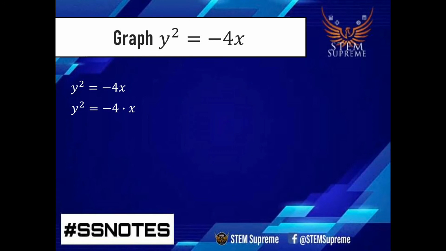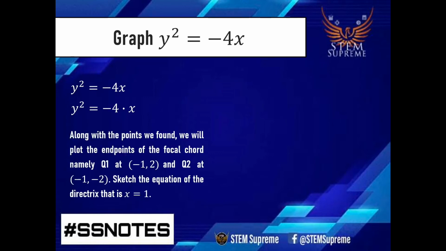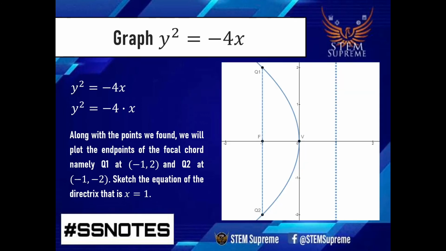We say that 2a is the distance from the focus to the endpoint of the latus rectum. If a is 1, masasabi natin na isa sa mga endpoints ng focal chord ay 2 units away from the focus. Ang Q1 ay nasa negative 1, 2 at ang Q2 ay nasa negative 1, negative 2. Mas sinabi rin natin kanina, the negative of A is the distance from the vertex to the directrix. Kaya ang directrix ay nasa x equals 1.